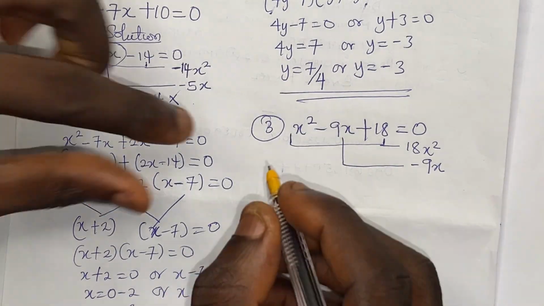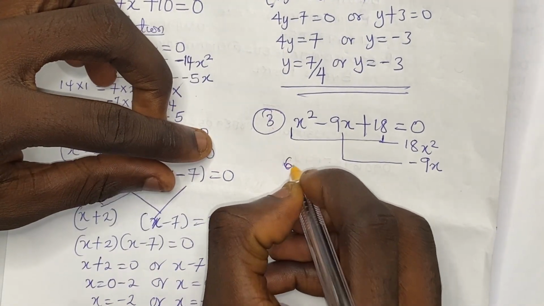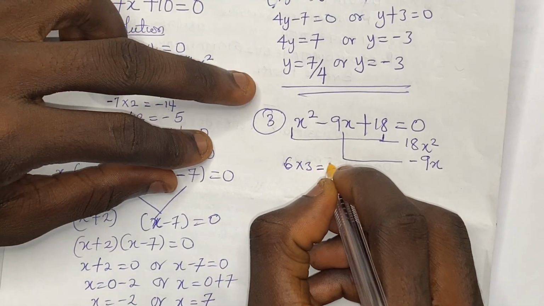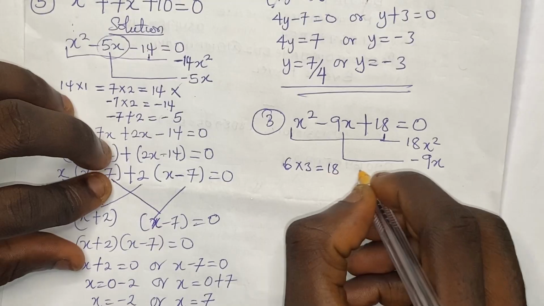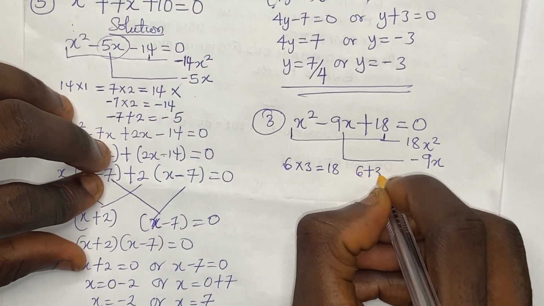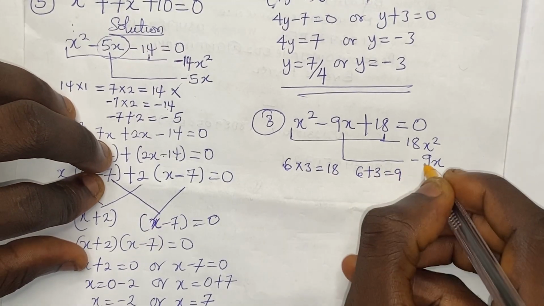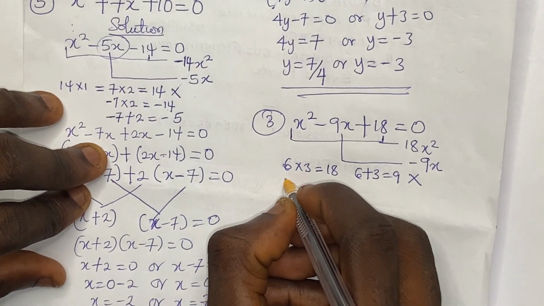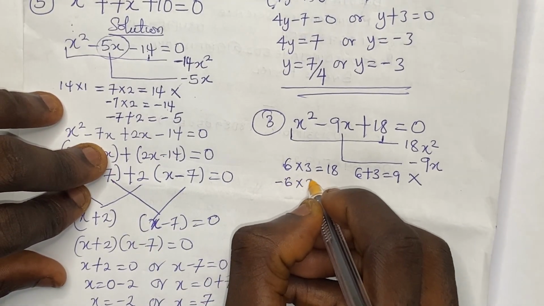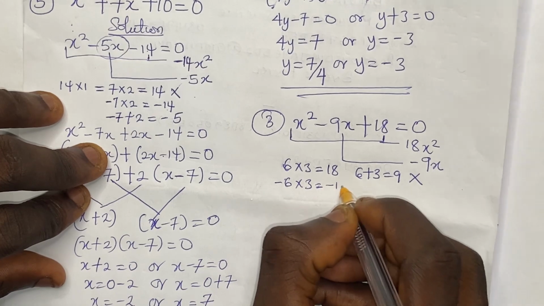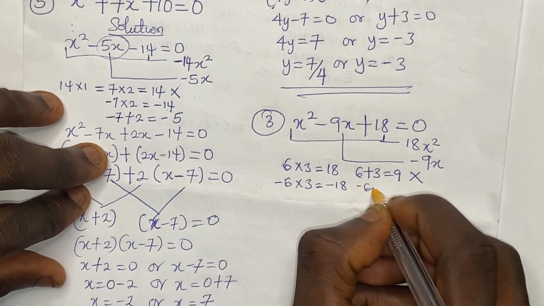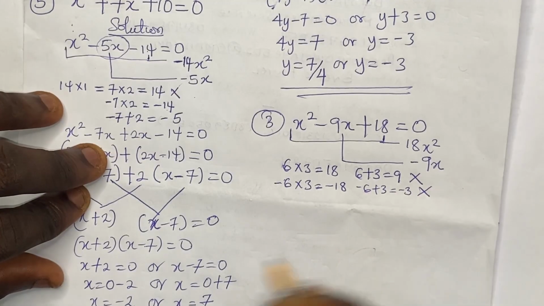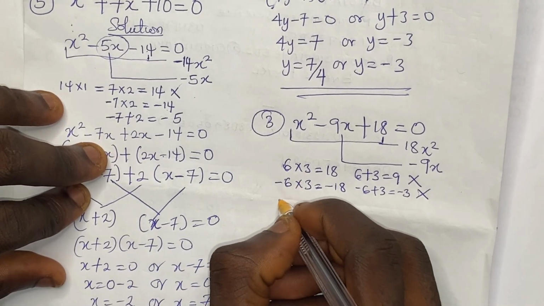So now let's check that. If I do 6 times 3, that will give us 18. But 6 plus 3 will give us 9, which is not minus 9, so I cannot use this value. Let's interchange the sign. Minus 6 times 3, that will give us minus 18. Minus 6 plus 3, that's minus 3. I cannot use this.